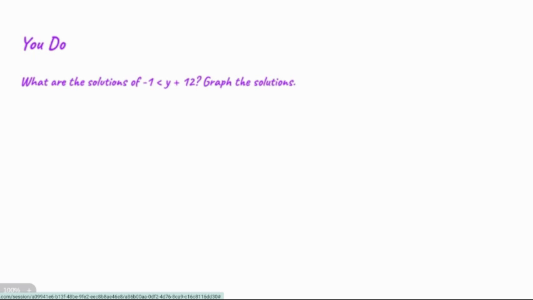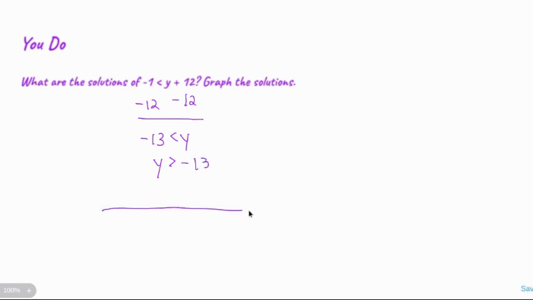All right. So for this one, you're going to subtract 12 and you get -13 is less than y. But you know me, I like to flip things around when the variable is not on the left side of the inequality. This makes it easier to graph. Now we know anything greater than -13. So once again, we got our value at -13. And I should say, once again, open circle. And we're shading to the right.